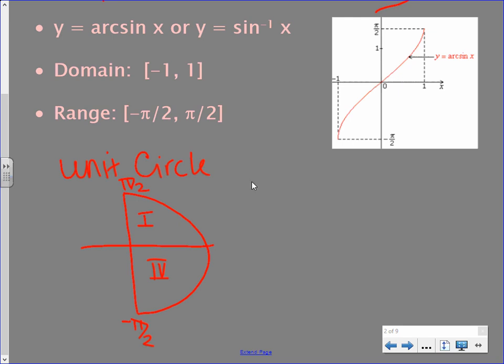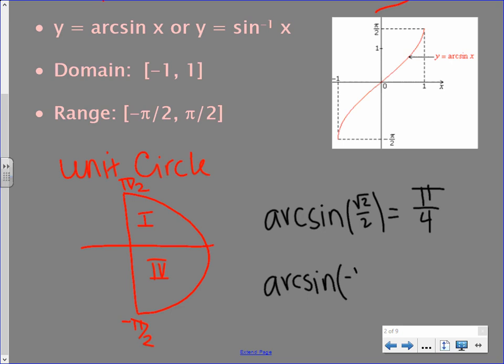Like I said, if I asked you for the arc sine of radical 2 over 2, we would say that is pi over 4, because pi over 4 is in the range negative pi over 2 to pi over 2. If I asked you for the arc sine of negative radical 2 over 2, what would you have to tell me?